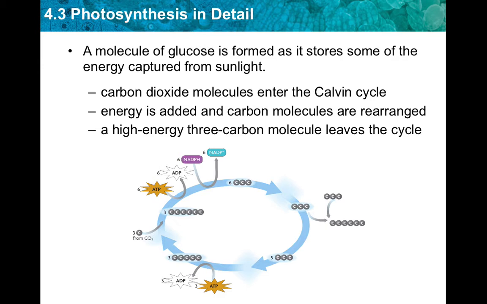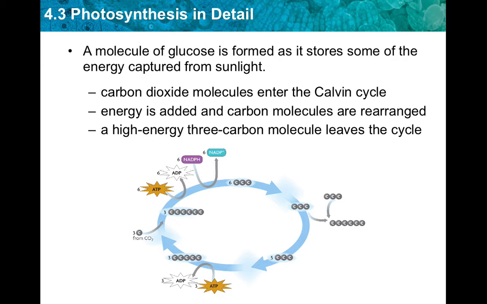Then when the CO2 enters the cycle, it is added to a 5 carbon molecule. When one CO2 molecule enters this Calvin cycle. Oh, by the way, the Calvin cycle is the cycle which uses carbon dioxide gas from the atmosphere and energy carried by ATP and NADPH to make simple sugar.